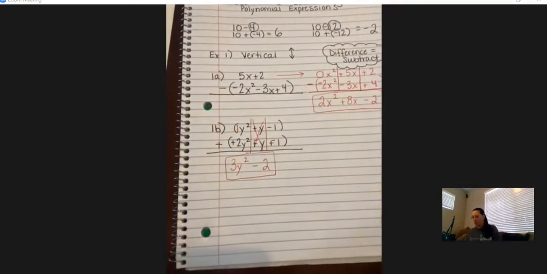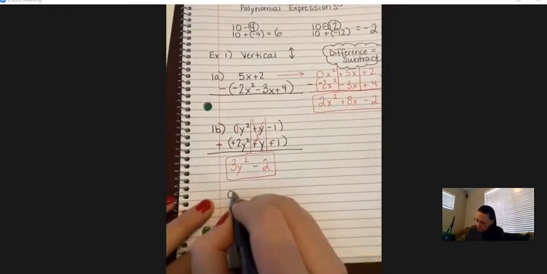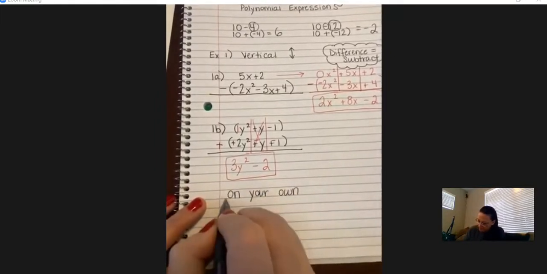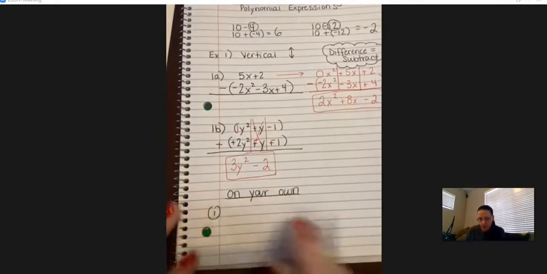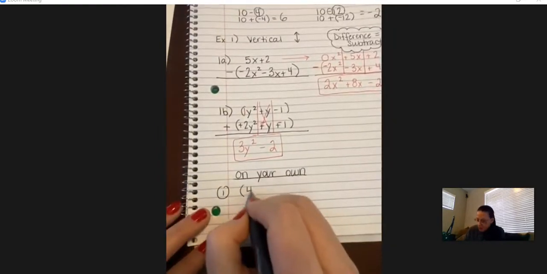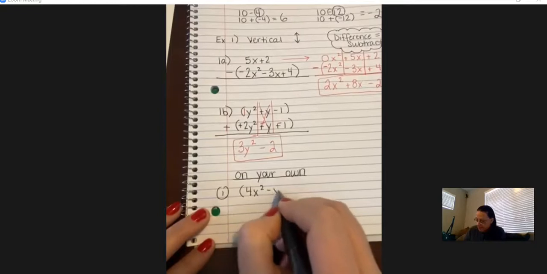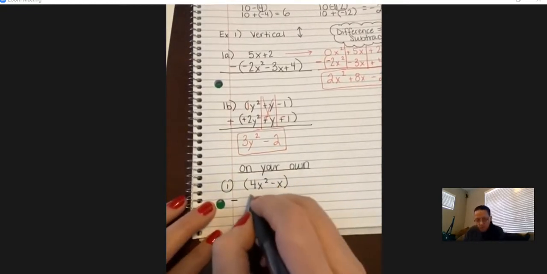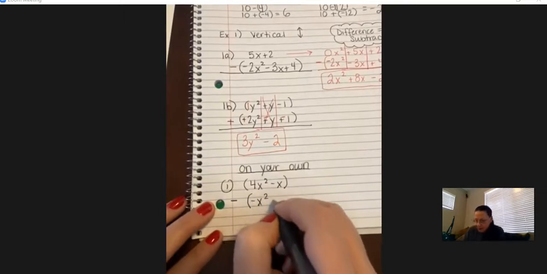Okay, now you're going to work on one on your own, and then when you're done with it, you're going to check your answer with your group. Minus negative x squared minus 1.